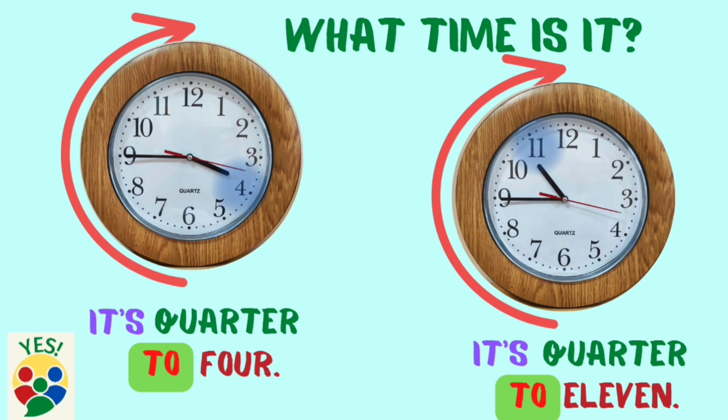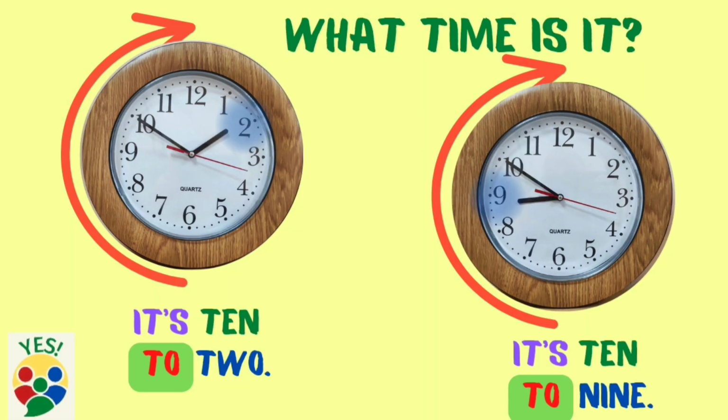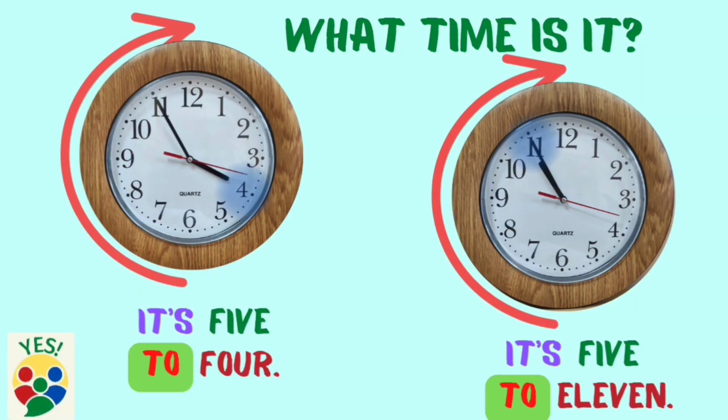What time is it? It's quarter to 4. It's quarter to 11. What time is it? It's 10 to 2. It's 10 to 9. What time is it? It's 5 to 4. It's 5 to 11.